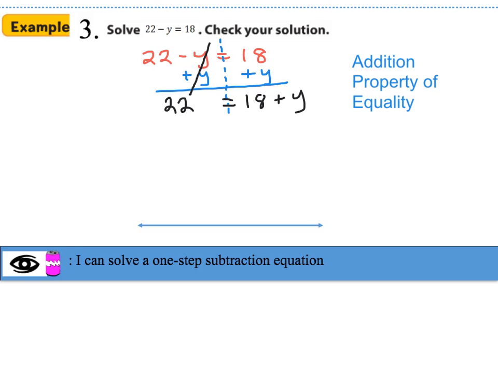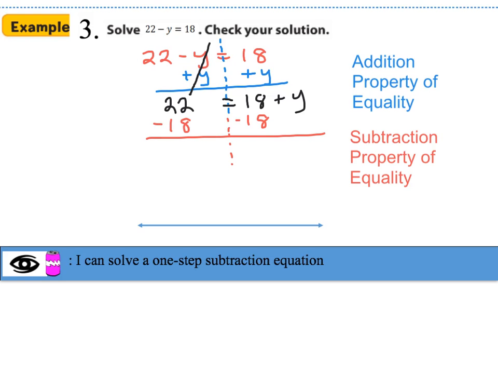So now if you think about it, this looks like the same type of problem that we solved in the last video lesson. Let's go ahead and isolate the value of y, or our variable, by getting rid of the constant, and the constant is this positive 18. So let's subtract 18 on both sides. This is an example of using the subtraction property of equality, because we subtracted 18 on both sides.